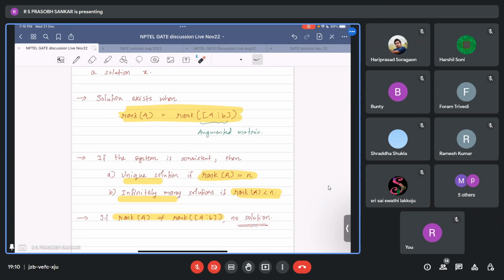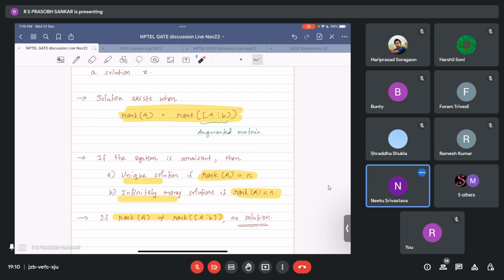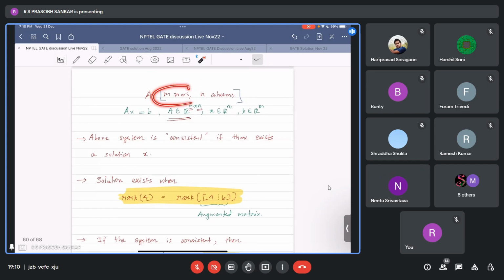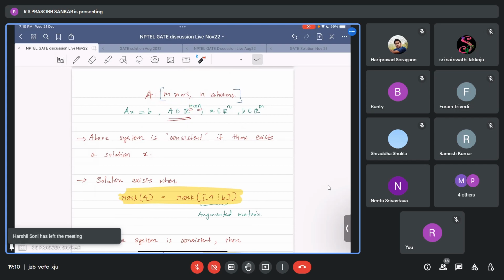Sir, what is n? The number of columns of A basically. So A is M cross N, and N is the number of columns of this given matrix A. Okay.